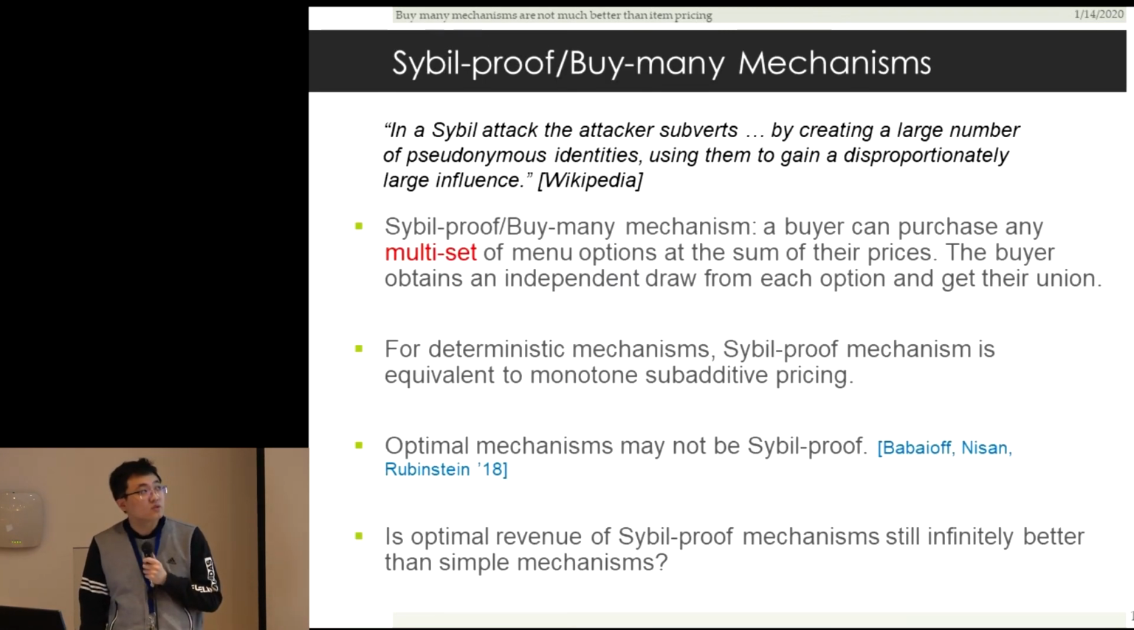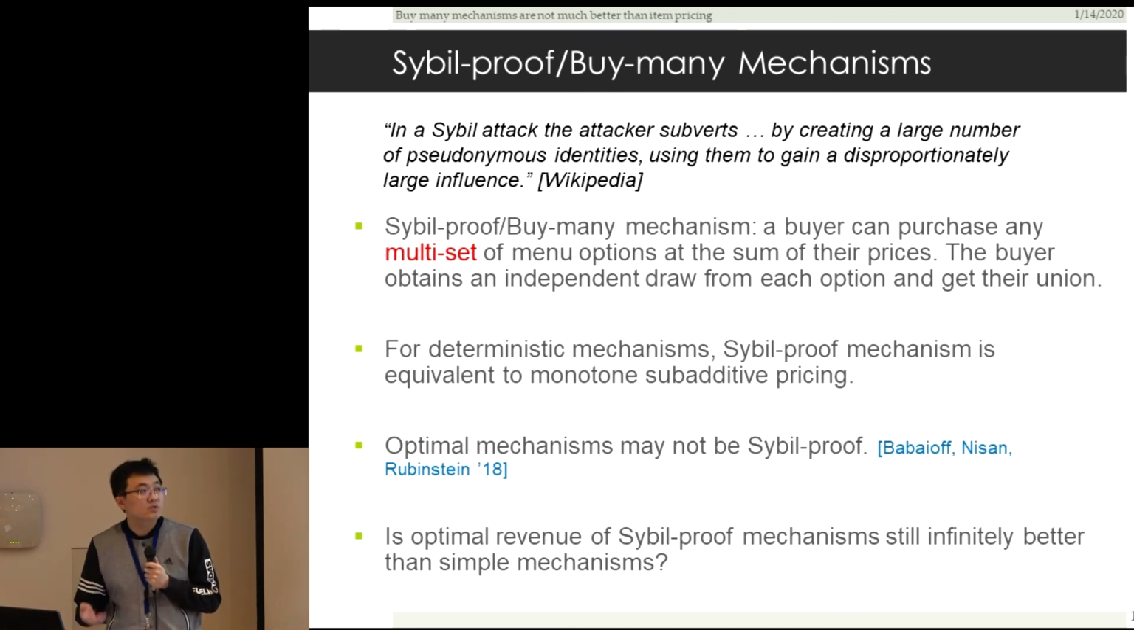Let's go to the definition of the class of mechanisms we studied, that is, the Sybil-proof or buy-many mechanisms. In security, a Sybil attack means that the attacker creates multiple false identities to gain huge influence. Similarly, we define in mechanism design the Sybil-proof or buy-many mechanisms to be the class of mechanisms such that the buyer is allowed to purchase any multiset of menu options at the sum of their prices. Then the buyer can obtain an independent draw from each option and get their union.